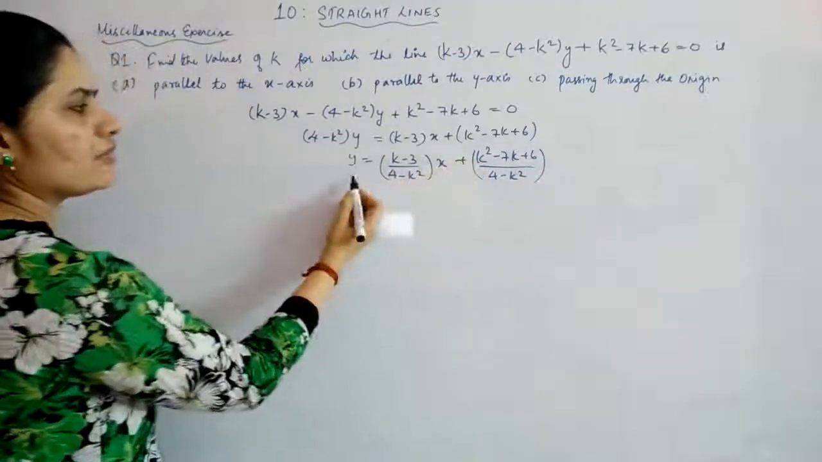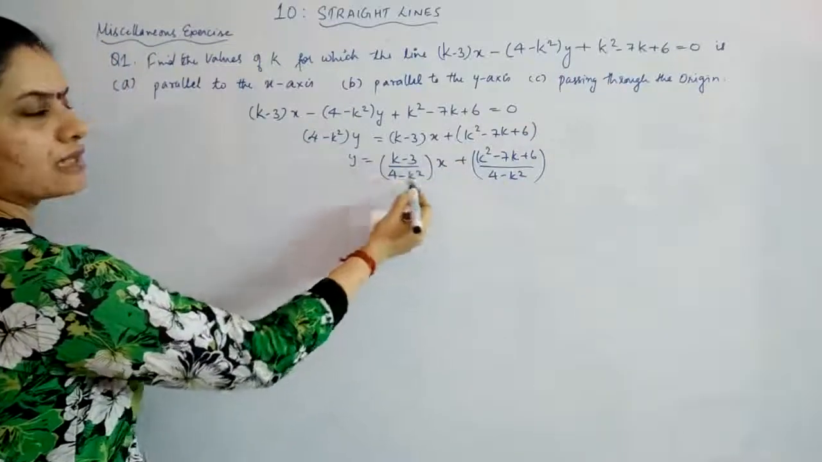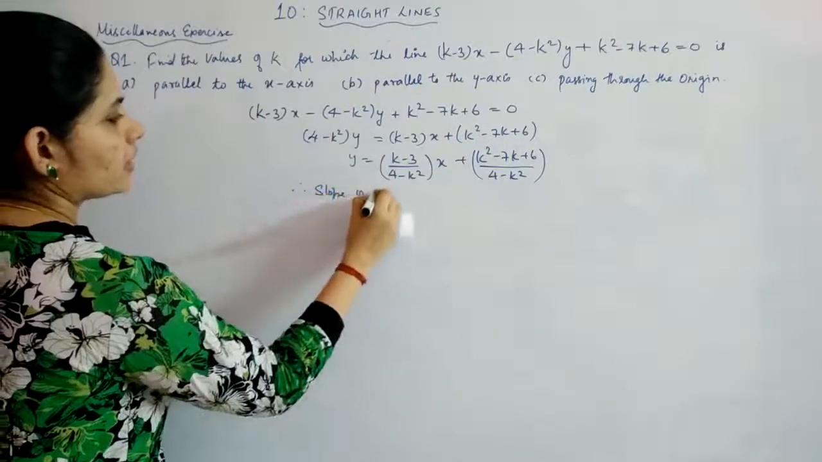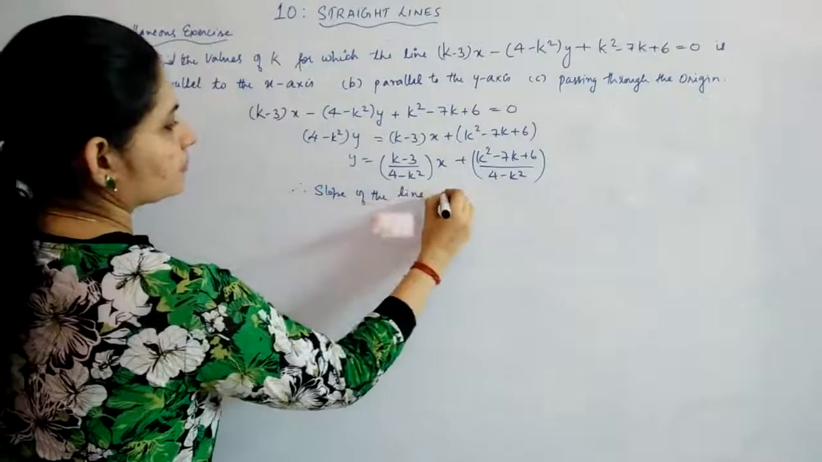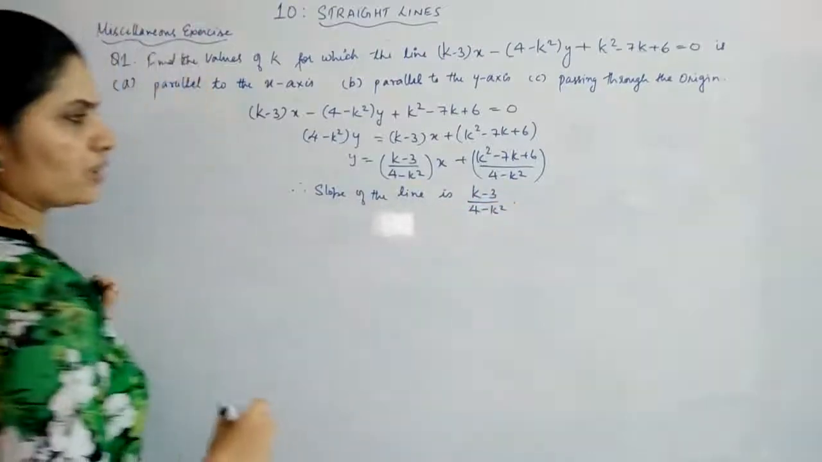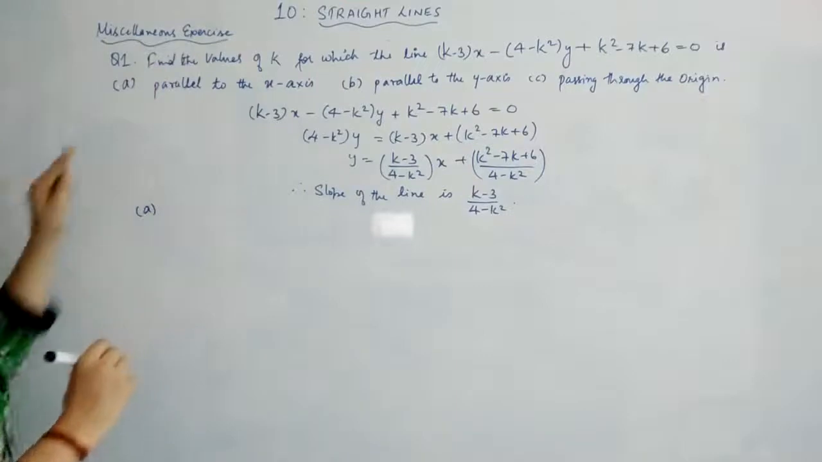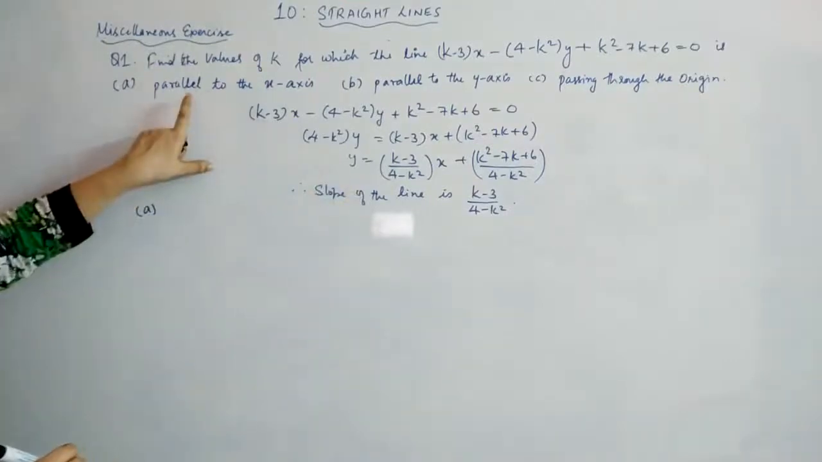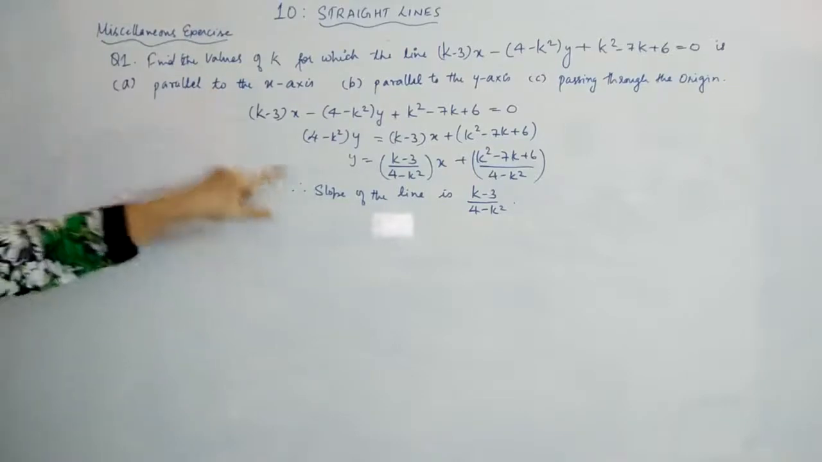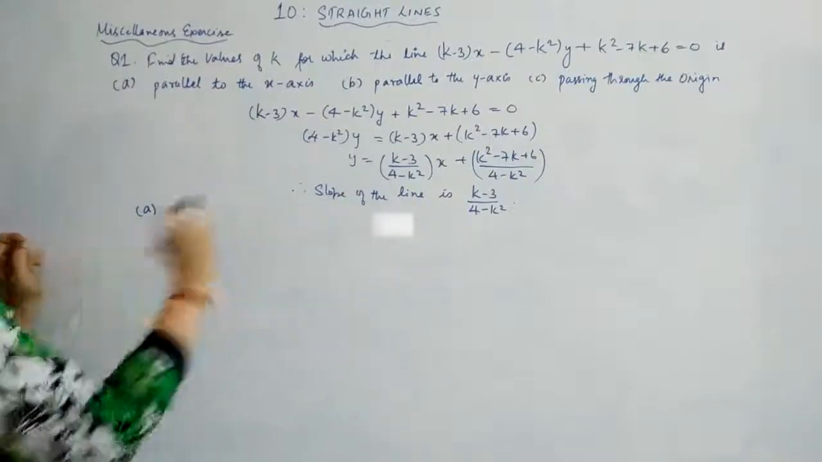Now you can just compare with the form y equal to mx plus c. Therefore the slope of the line is k minus 3 by 4 minus k square. Now we will move on to the first subdivision, which is what will be the value of k when the line is parallel to the x-axis. When the line is parallel to the x-axis, the slope will be 0. That means you equate this to 0, and that will give you the value of k.